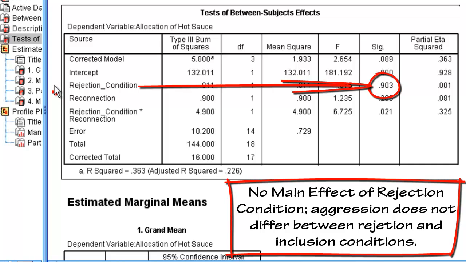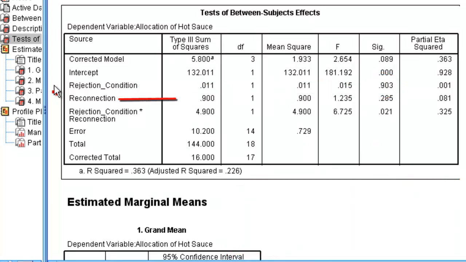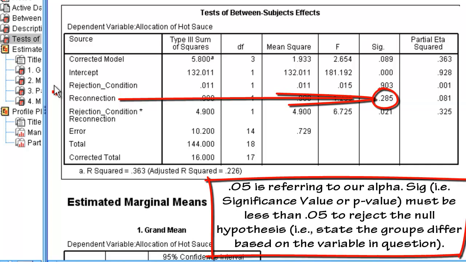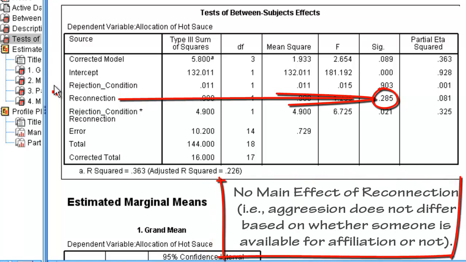Whether or not someone is rejected or included by itself does not predict whether or not they're going to aggress against another person. The same is true for reconnection. The significance value there is also greater than 0.05. It looks like we do not simply aggress because someone is or is not available for affiliation.